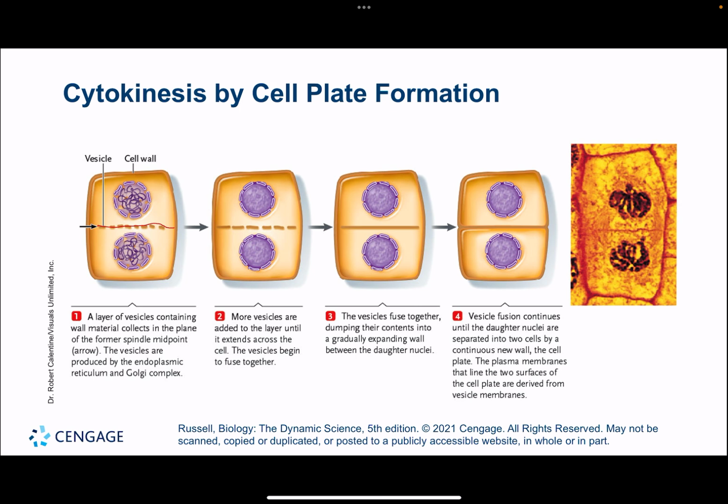So basically what happens is that a layer of vesicles will form at the spindle midpoint, and then more vesicles will be added to that initial layer, and then these vesicles will thicken and fuse together. This fusion will continue until the two daughter nuclei are finally separated by a cell wall. So that's it for cytokinesis.